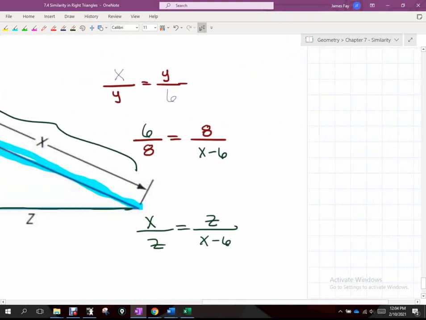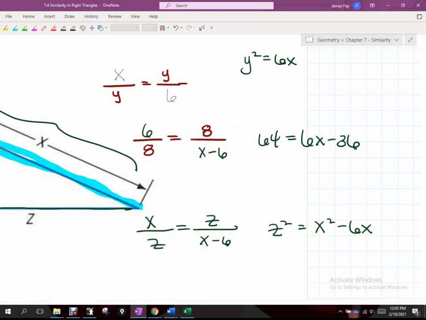So when you do this, guys, there's a whole lot of different approaches that people come across. They say, okay, I'm just going to go ahead and write y squared equals 6x. They go 64 equals 6x minus 36. Just cross multiplying these, right? Make sure you distribute. And then here they go z squared equals x squared minus 6x. Okay, which one of those is the only one that I can solve for a variable? The second one. Okay, so I'm going to solve that one.